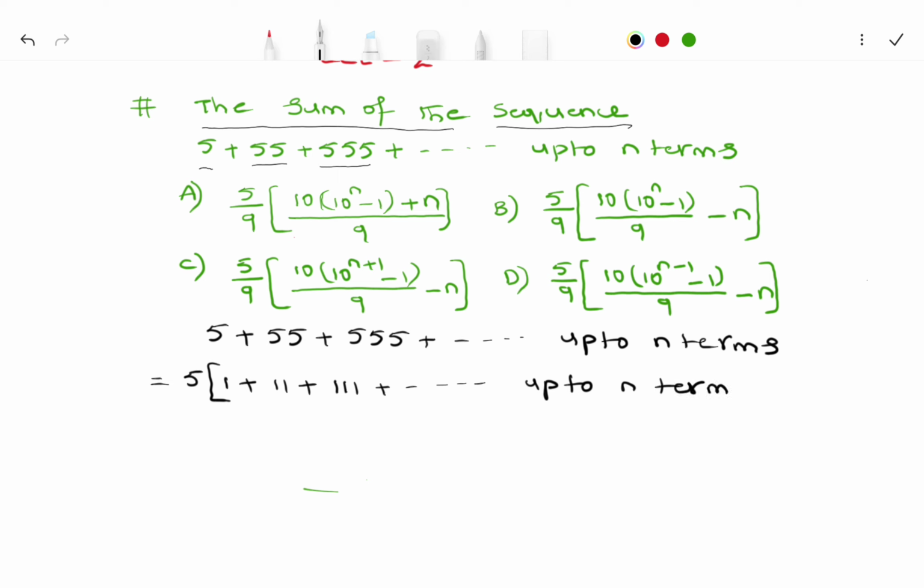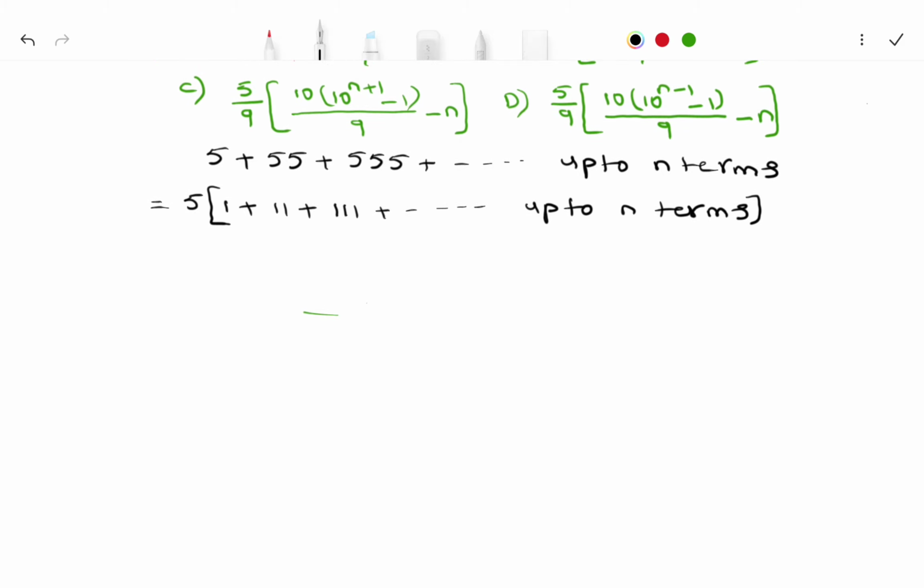Please all of you observe it very carefully. Now after this you convert all these terms into the digit 9, so you divide and multiply with 9. 5 by 9 into 9 plus 99 plus 999 plus and so on up to n terms.